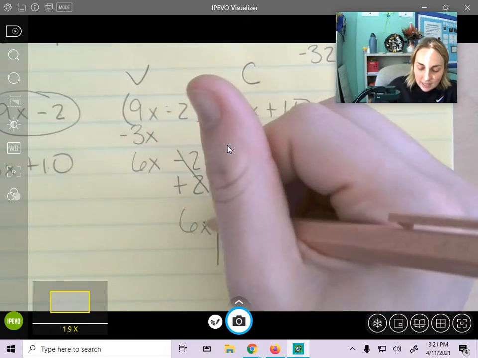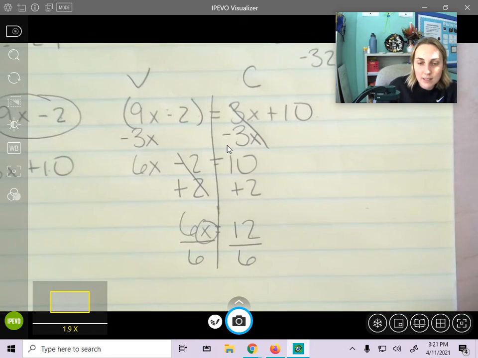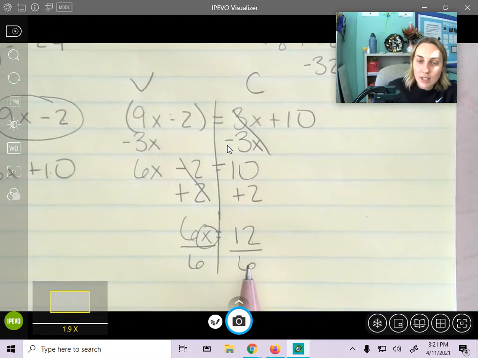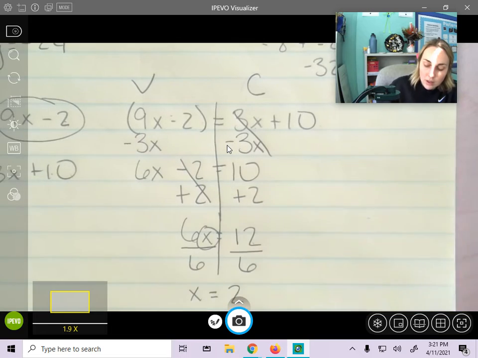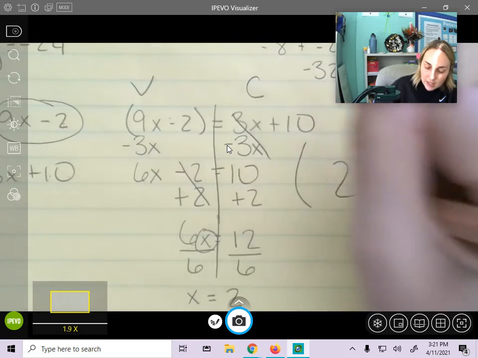Now my last step is to get x by itself, so I'm going to divide both sides by 6. Because 6 is getting multiplied by x, I have to do the opposite, which is division. Whatever I do on one side, I have to do on the other side as well. And x is going to be equal to 2. 12 divided by 6 is 2. So in my ordered pair, my x value is 2.